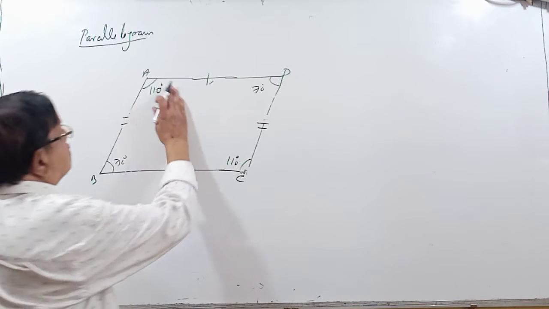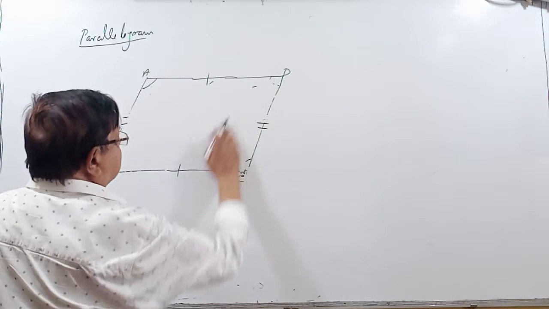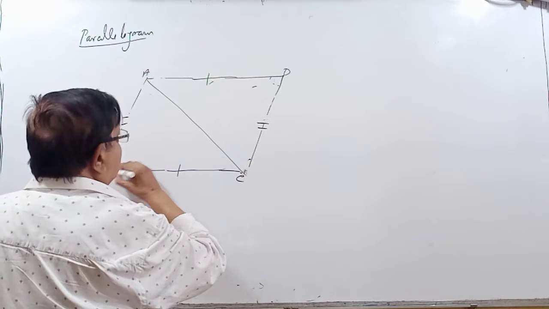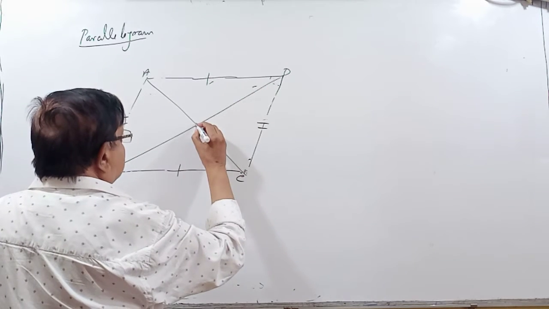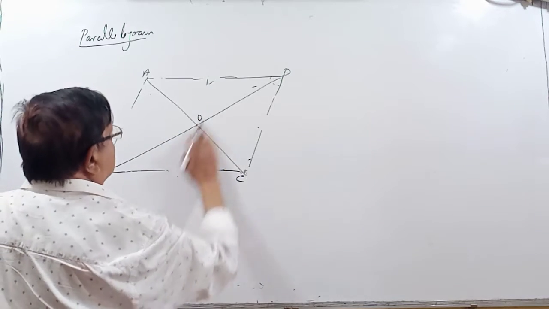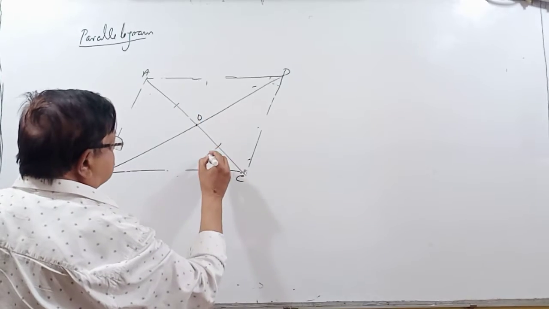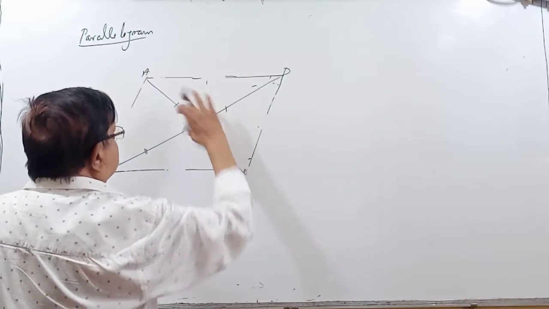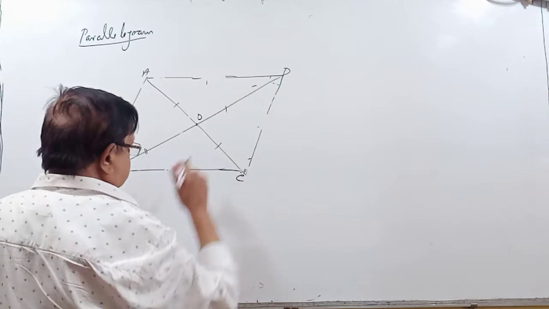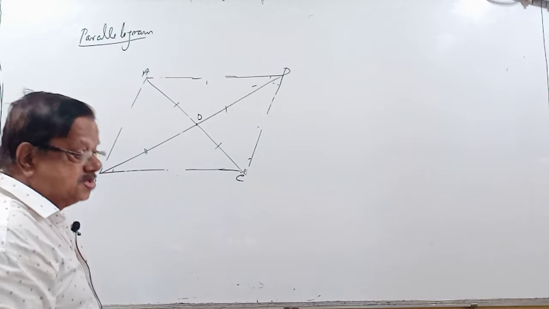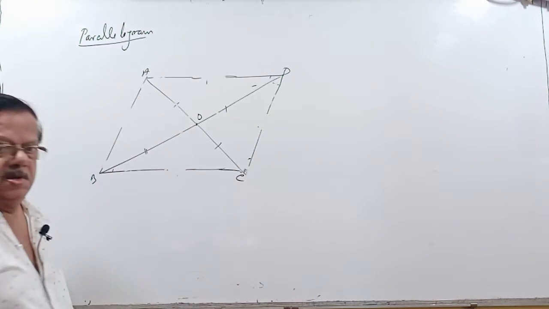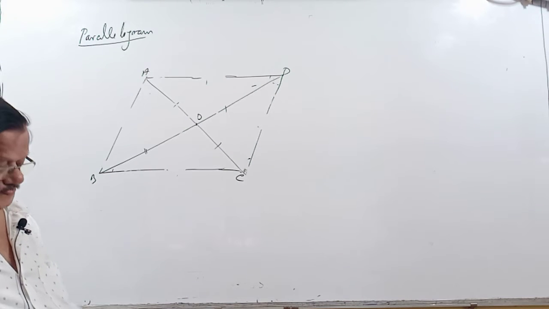Then I told you, diagonals bisect each other. This diagonal and this diagonal, they bisect each other means this is equal to this and this is equal to this. AO equal to CO, BO equal to DO. Diagonals are bisecting each other. Three properties of the parallelogram.